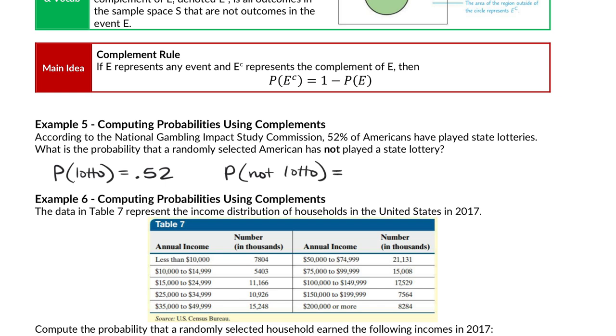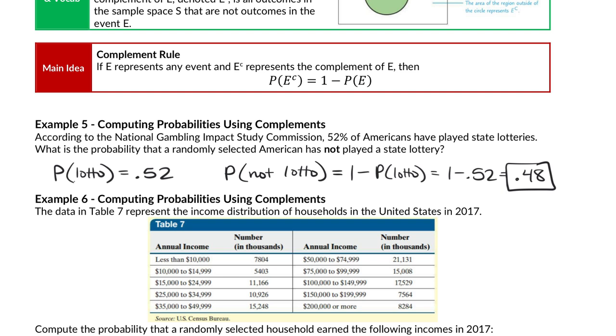meaning literally everybody who did not play the lottery, would be 1 minus the probability that you did play the lottery. So that's 1 minus 0.52, which is 0.48. And that makes sense, because if 52% did play the lottery, everybody else did not. So that's a complement. It is that simple. Okay?